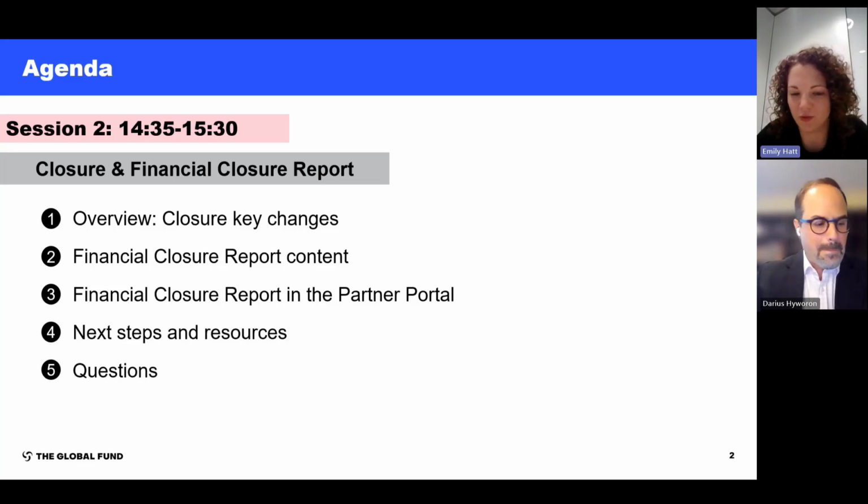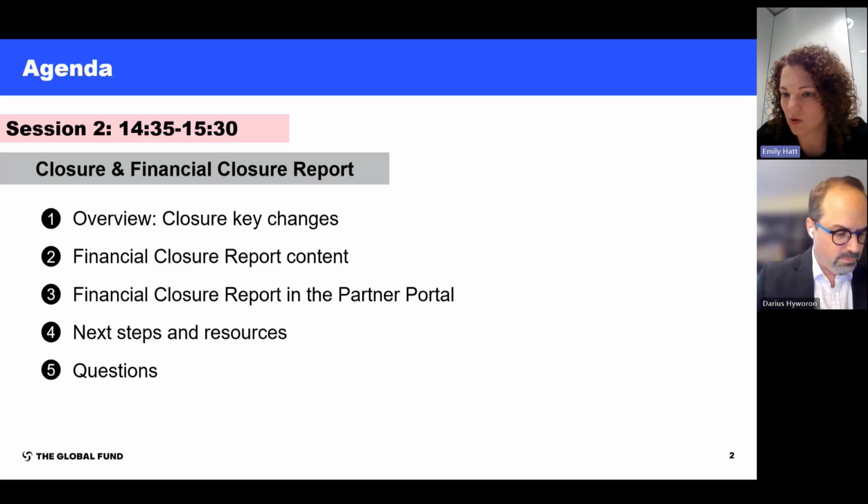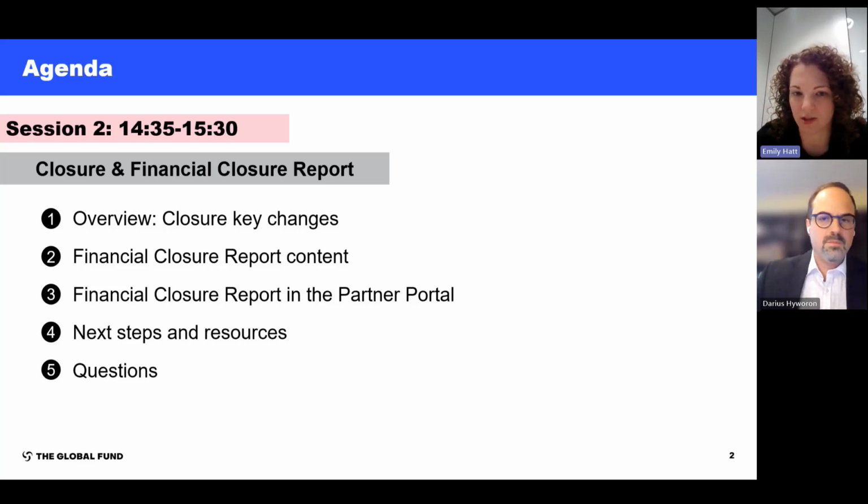Thanks, Darius. So for the second portion of this information session, we'll be taking you through the closures and the financial closure report. This will run until about 3:30. We'll go through an overview of the closure key changes. Then we'll go into the content of the FCR, as well as what it looks like in Partner Portal. Then we'll have a brief section on next steps and resources, and then time for questions and answers. As per the first session, if you have any questions throughout the presentation, please add them in the chat, and our colleagues will collect them and we'll answer all the questions at the end of the session. So Darius, over to you.